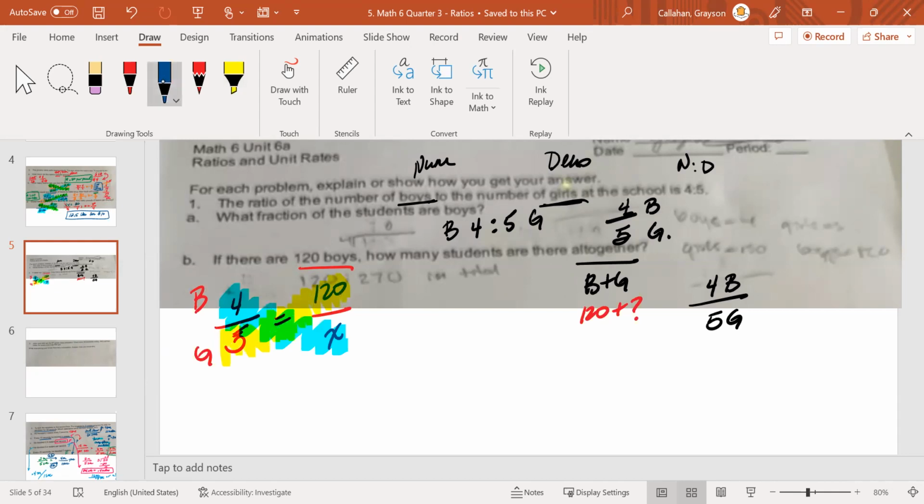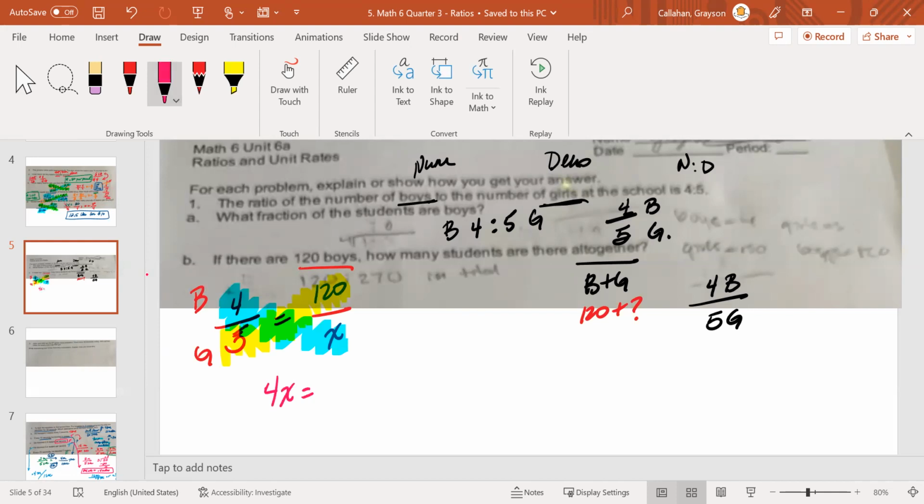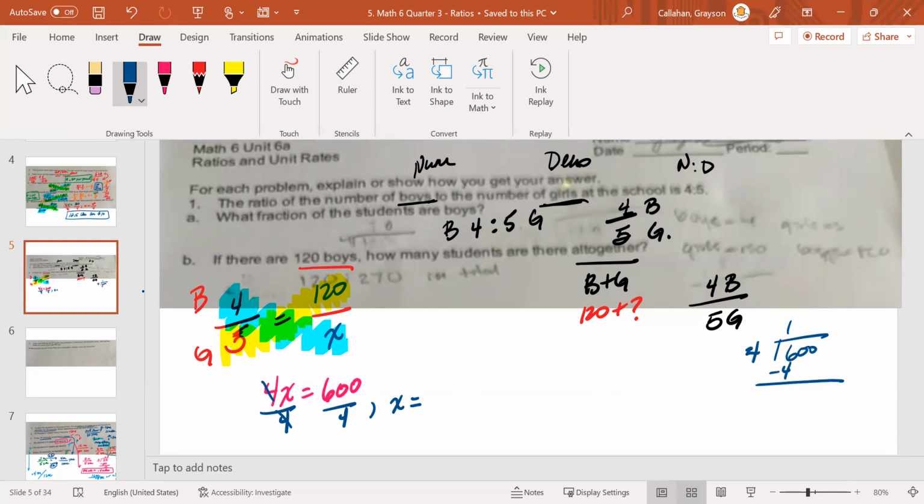When you do that, what you're going to end up with is 4x equals 5 times 120, which is 600. Then you're going to divide by 4 on both sides. The 4 cancels. 600 divided by 4. You're going to have to do it over here. 4 times 1 is 4. 4 times 5 is 20. You bring down another 0. 4 times 0 is 0.